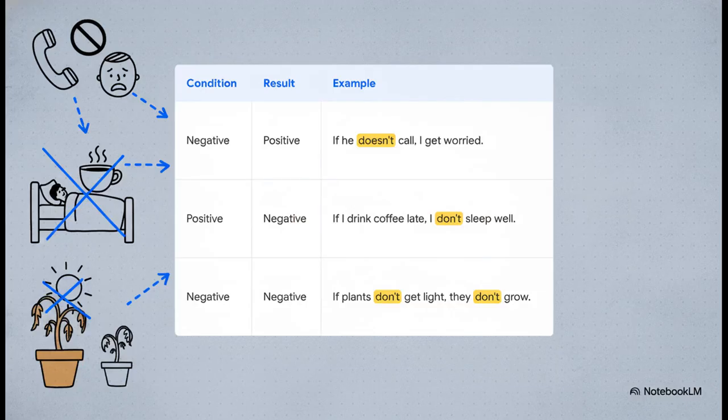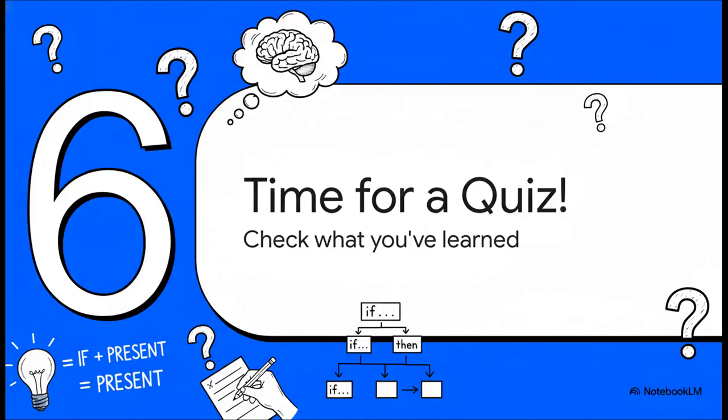And what about negatives? Well, you've got total flexibility there too. You can put a don't or a doesn't in the condition part, in the result part, or hey, even in both. This is super handy for explaining what always happens when something doesn't happen. Like that last one. If plants don't get light, they don't grow. Makes perfect sense.